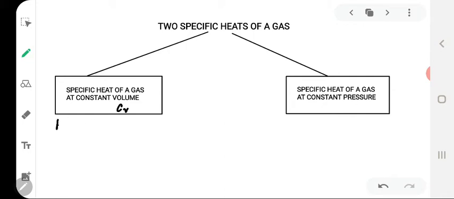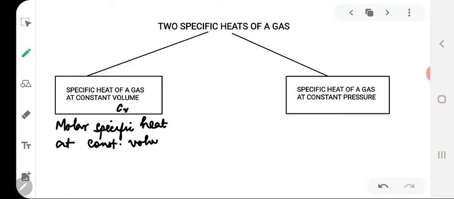Now then we have molar specific heat at constant volume. What is it equal to? It is the amount of heat required to raise the temperature of 1 mole of a gas through 1 degree Celsius at constant volume. Now it is represented by Cv. This is capital C. So if M is the molecular weight of the gas, then Cv is equal to M times cv.